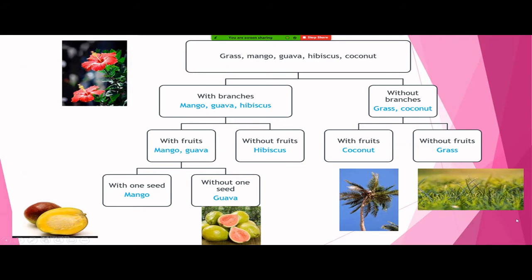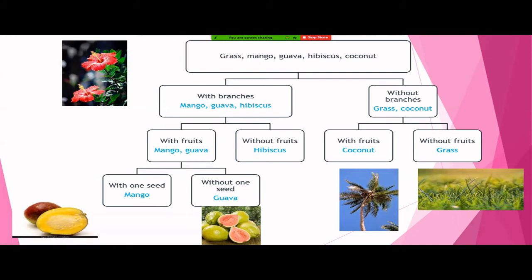All this is grass, right? This is a mango. This is a guava, fruits, right? And this is a coconut tree, right? We'll see how I have done the categorization.